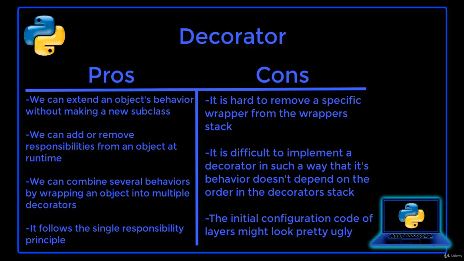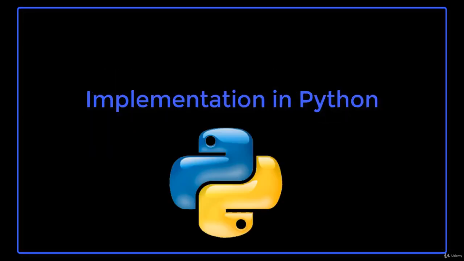The cons of using this pattern are that it is hard to remove a specific wrapper from the wrapper's stack. It is difficult to implement a decorator in such a way that its behavior doesn't depend on the order in the decorator's stack, and the initial configuration code of layers might look pretty ugly. Let's learn how to implement the decorator design pattern in Python.